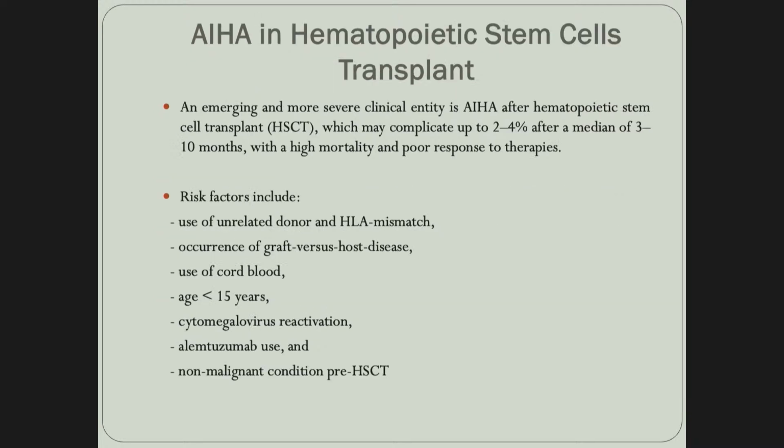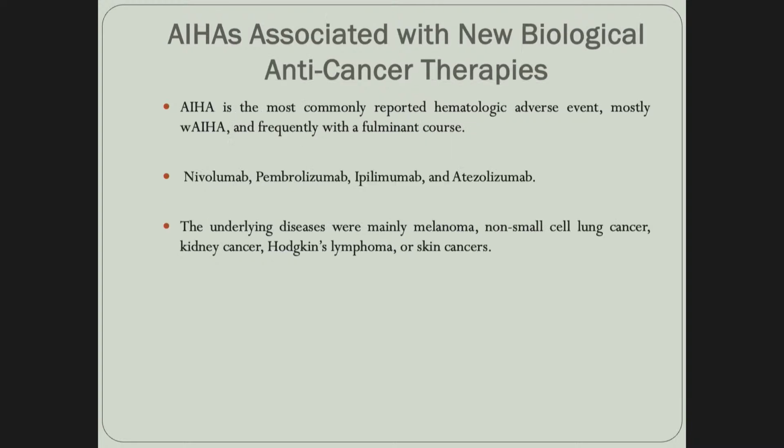AIHA in hematopoietic stem cell transplants. This is an emerging, more severe clinical entity. After hematopoietic stem cell transplant, it may complicate 2 to 4% of cases after a median of 3 to 10 months, with high mortality and poor response to therapies. Risk factors include unrelated donor and HLA mismatch, occurrence of GVHD, use of cord blood, age less than 15 years, cytomegalovirus reactivation, alemtuzumab use, and non-malignant conditions existing pre-hematopoietic stem cell transplant.